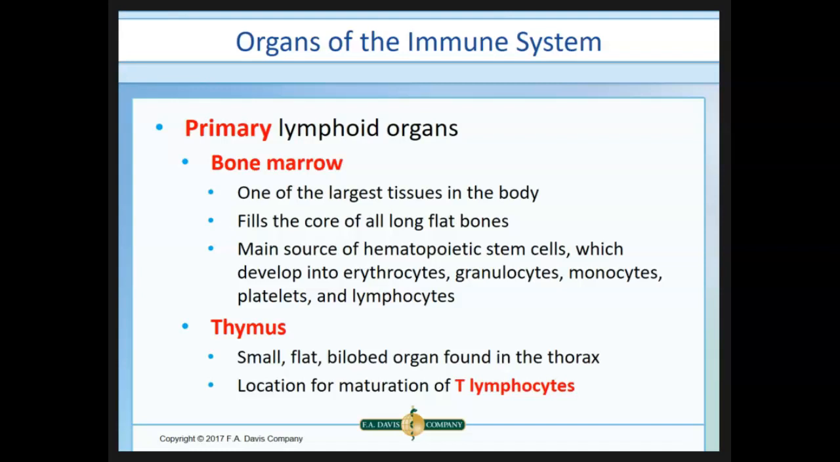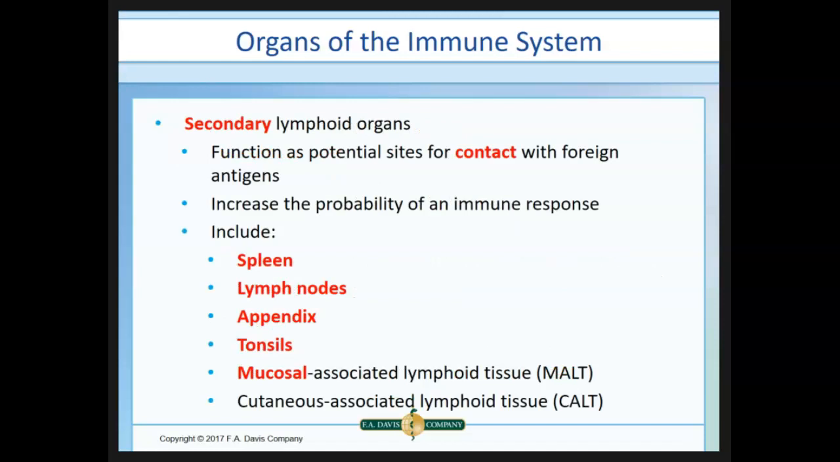It's very interesting. The thymus is a small, flat, bilobed organ found in the throat, and this is where T cells go to mature. T lymphs and T cells, that's the same thing. I use those interchangeably. And thank goodness, this is our first memory clue. Thymus is where T cells mature. So at least T and thymus matches. You're going to remember that. So primary lymphoid organs, there are only two: bone marrow, thymus.